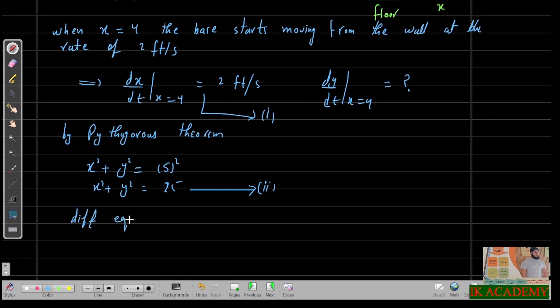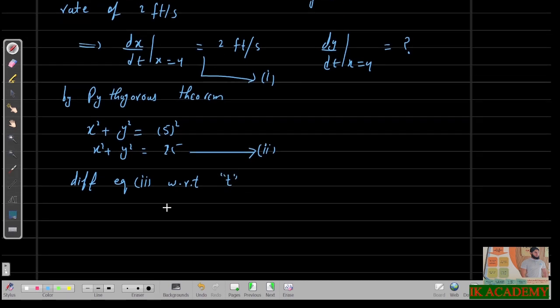Differentiating equation number 2 with respect to the time t. So I'm going to take d by dt on both sides of equation 2. So d by dt of x square plus y square is equal to d by dt of 25. So first we need to take the derivative of x square, then y square.